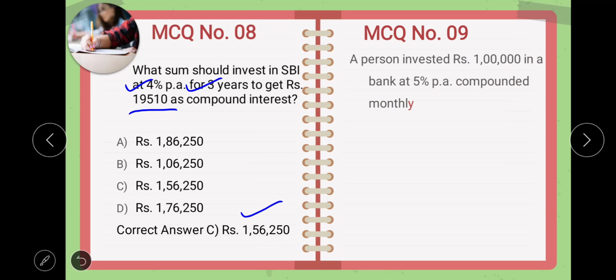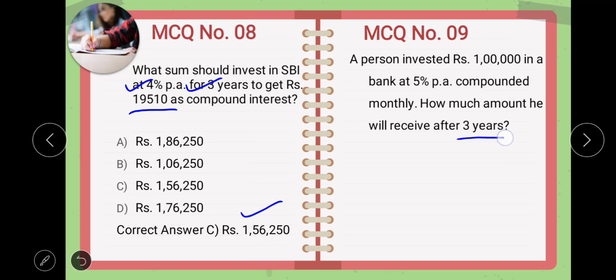A person invested rupees 1 lakh in a bank at 5% per annum compounded monthly. How much amount will he receive after 3 years? The amount is invested for 3 years, so the period is 3 years. The rate of interest is 5% per annum, the interest is compounded monthly, and the principal is rupees 1 lakh. So what will be the amount?